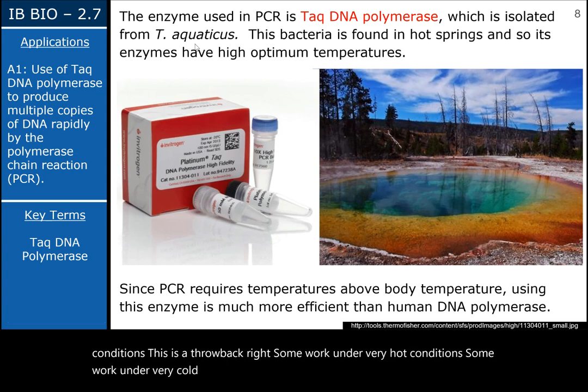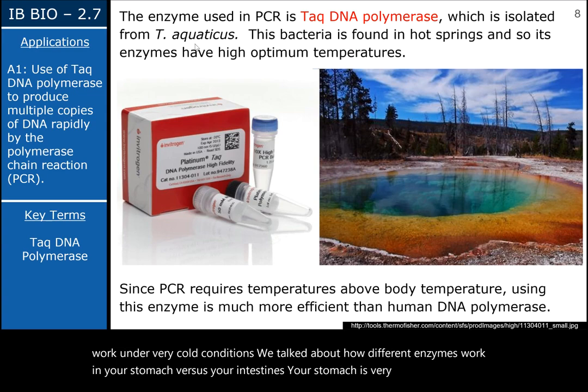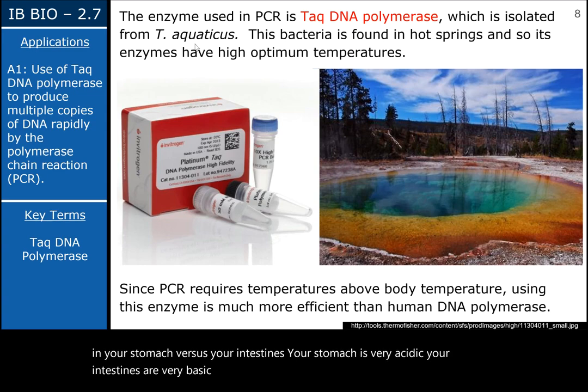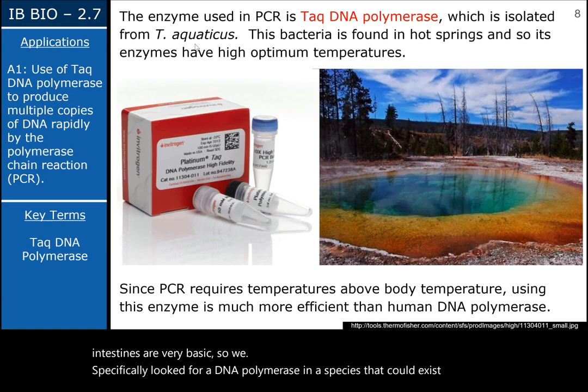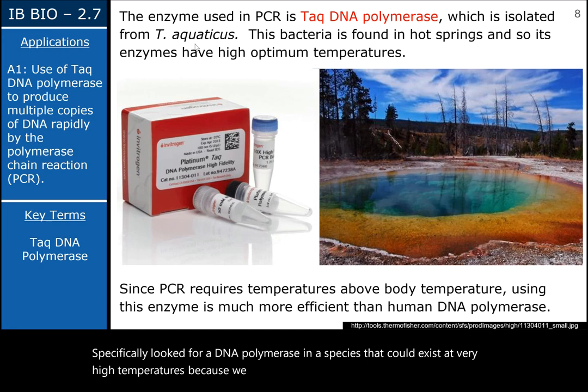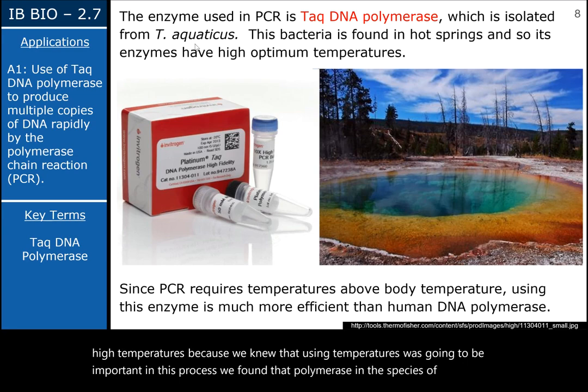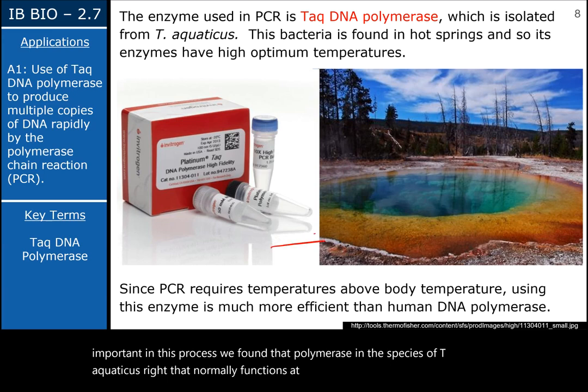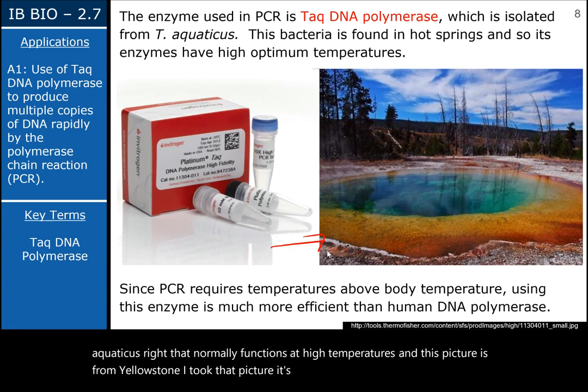We talked about how different enzymes work in your stomach versus your intestines. Your stomach is very acidic. Your intestines are very basic. So we specifically looked for a DNA polymerase in a species that could exist at very high temperatures because we knew that using temperatures was going to be important in this process. We found that polymerase in the species of T. aquaticus, right, that normally functions at high temperatures. And this picture is from Yellowstone. I took that picture. It's from the thumb paint pots in Yellowstone Park.